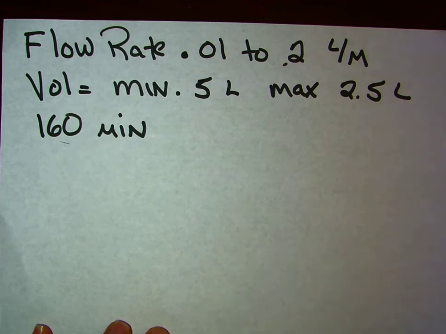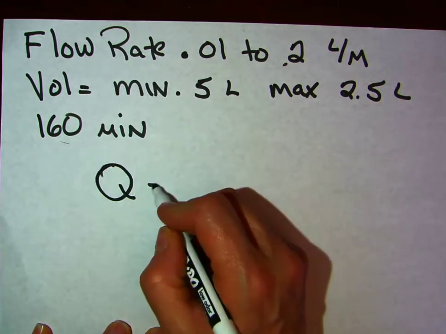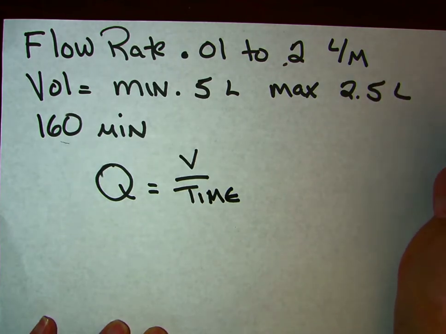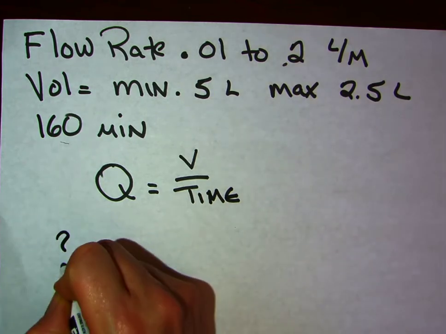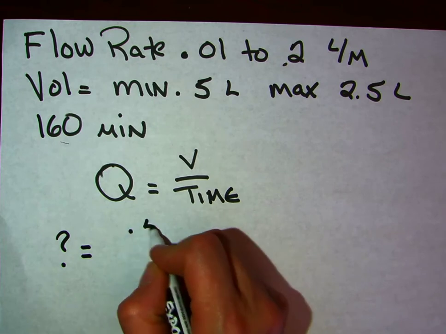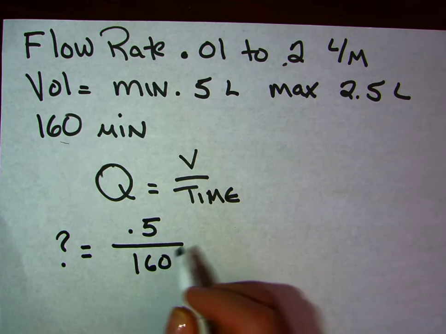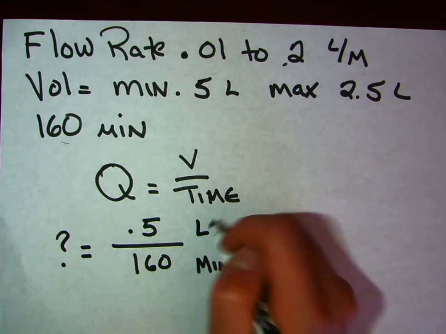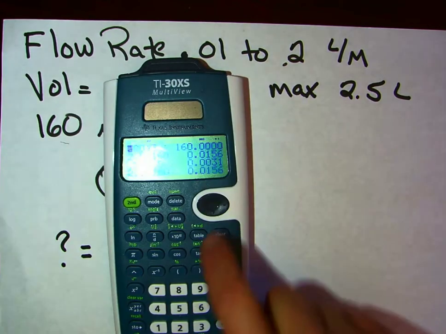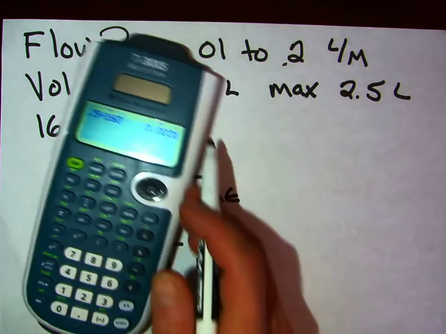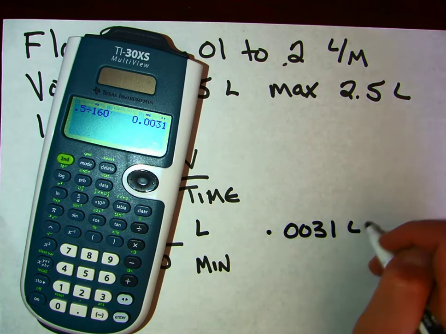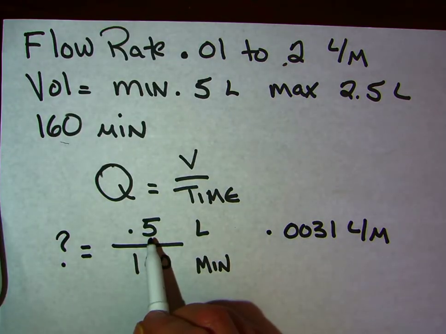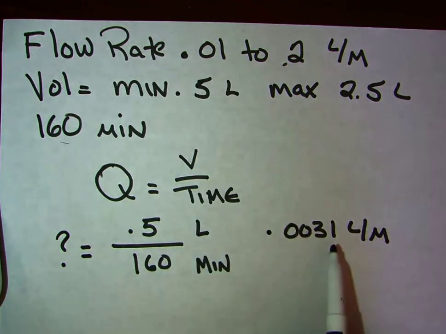So we'll use our formula Q, which is flow equals volume over time, because that's what liters per minute is. Flow rate equals volume over time. So we don't know what our flow rate is going to be, but we know we need at least 0.5 liters of air pulled over our 160 minutes. So when we do the math and we take 0.5 divided by 160, at 0.0031 liters per minute for 160 minutes, we'll pull 0.5 liters of air. This is below our flow rate, so we know we need to be up higher than that.